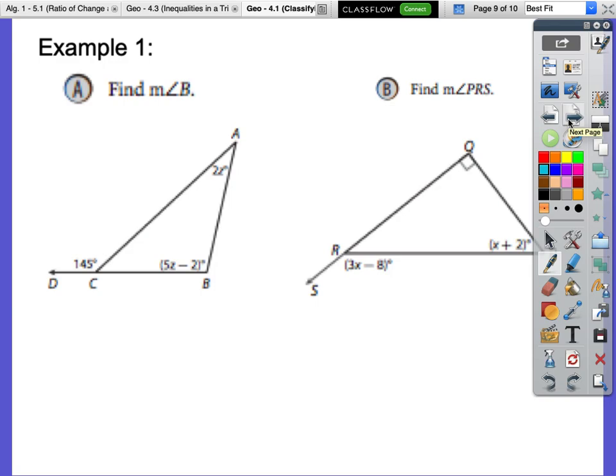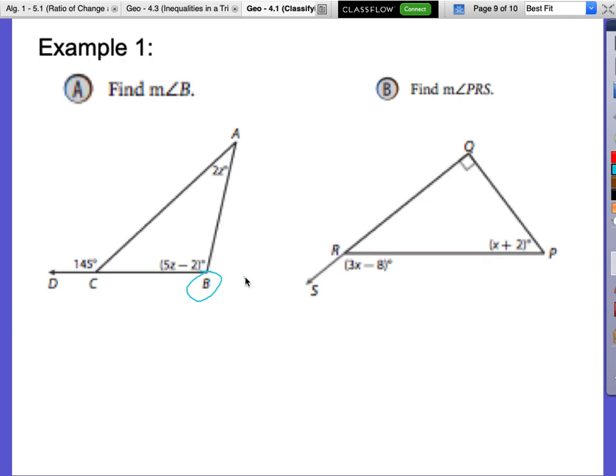We need to find the measure of angle B. We need to find this measure. Let me write these because these are tough to read. This is 5z minus 2. This is 145. And this is 2z.